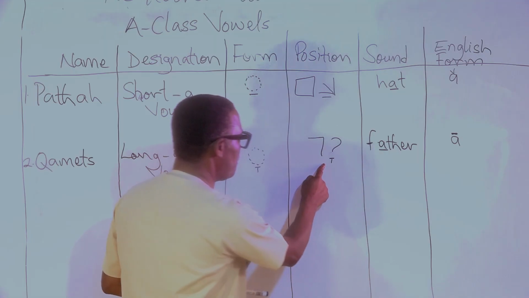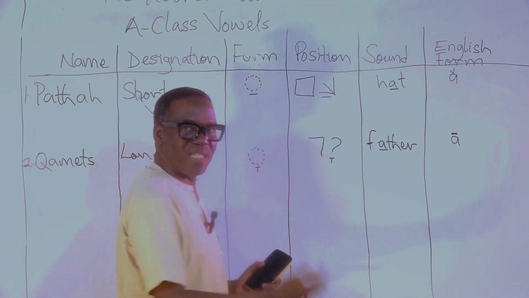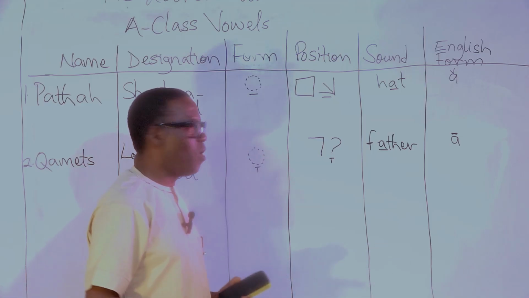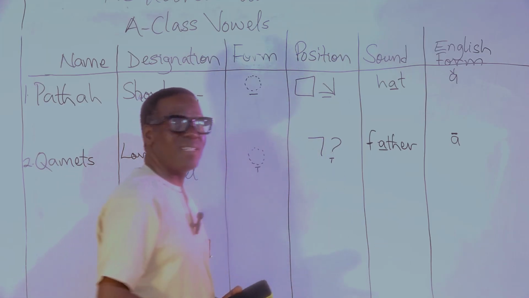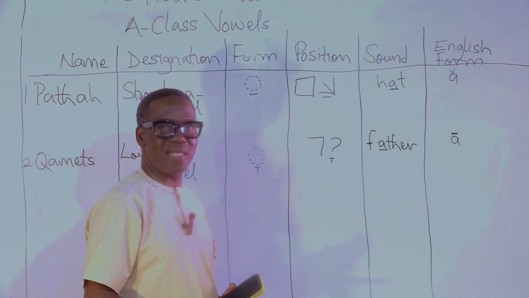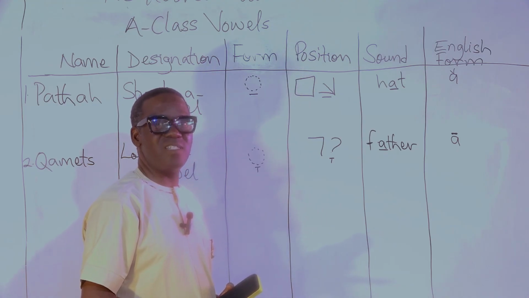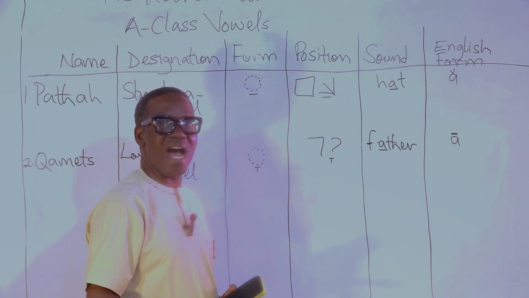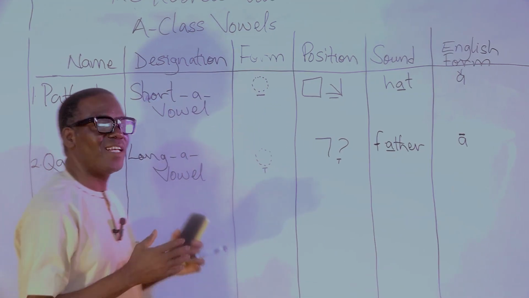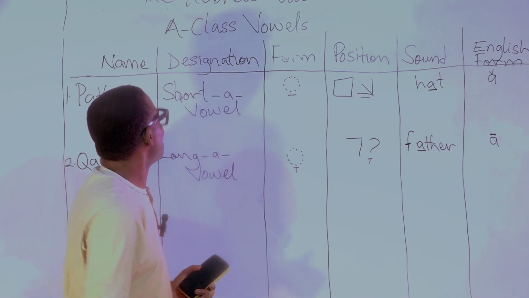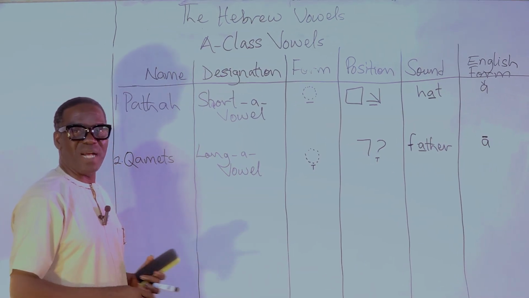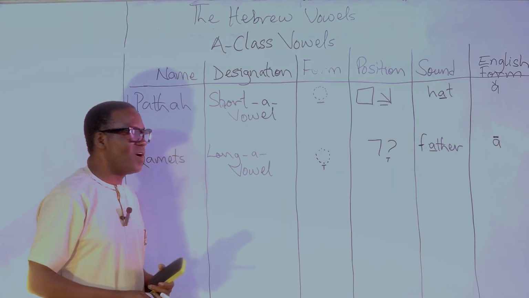Now we come to this word. We want to pronounce the long A vowel in a word. We pronounce this as yard. Yard. Not yard. That is how to pronounce the long A vowel. So we are through now with the A class vowel, the short one, pata, and the long one, kamet.